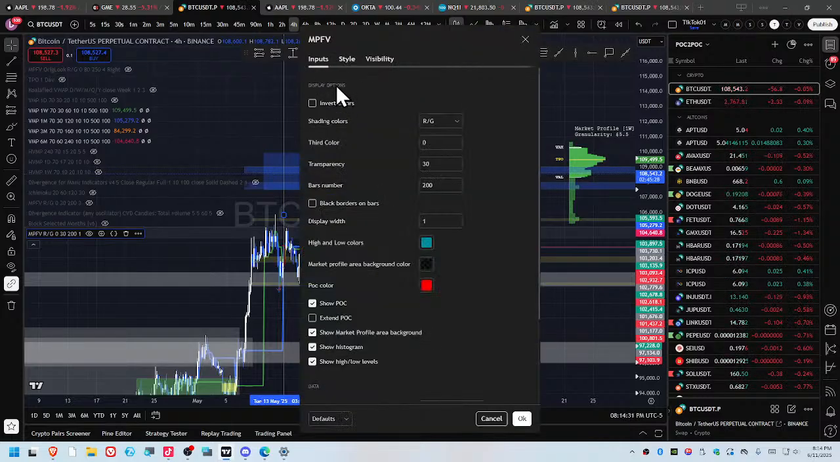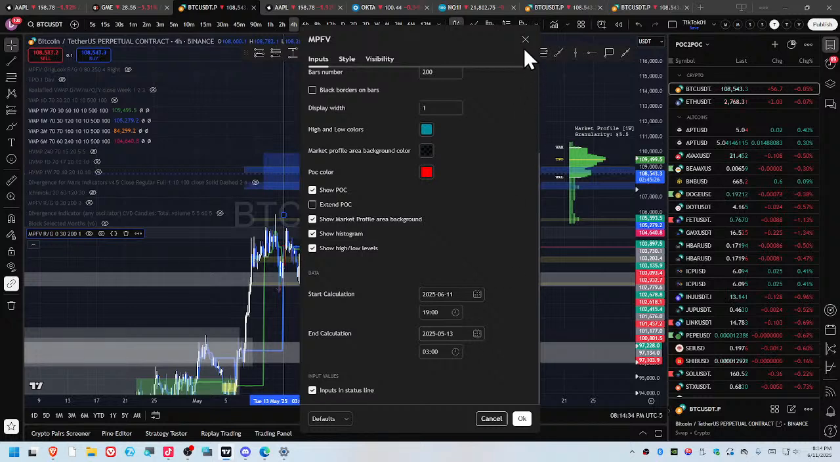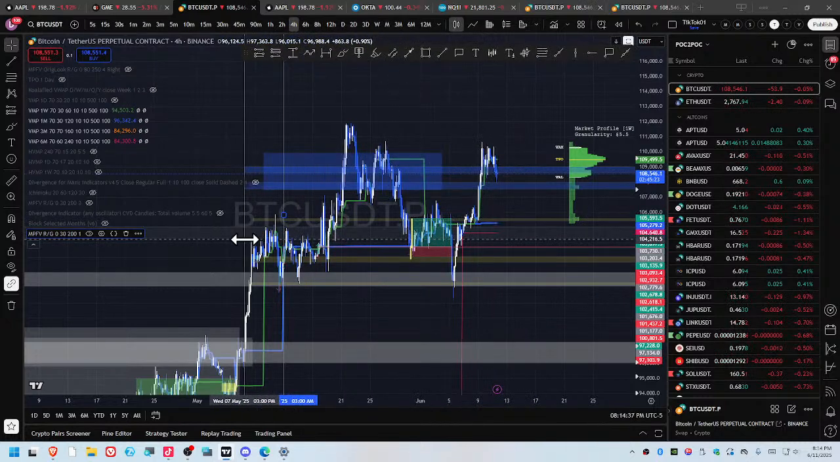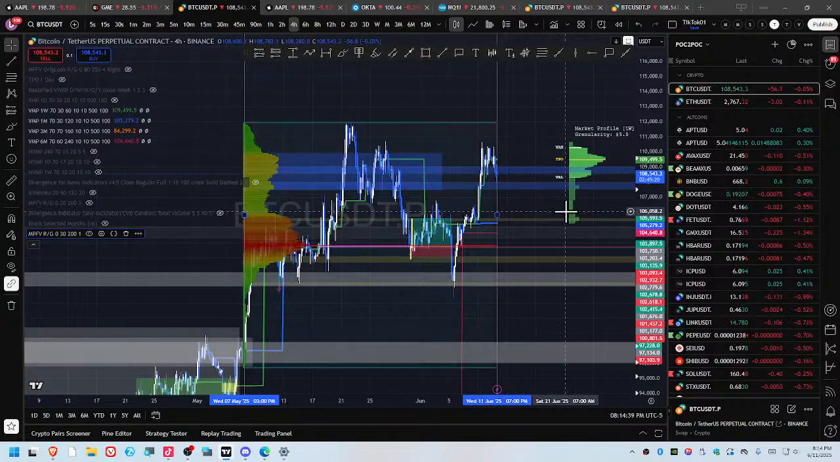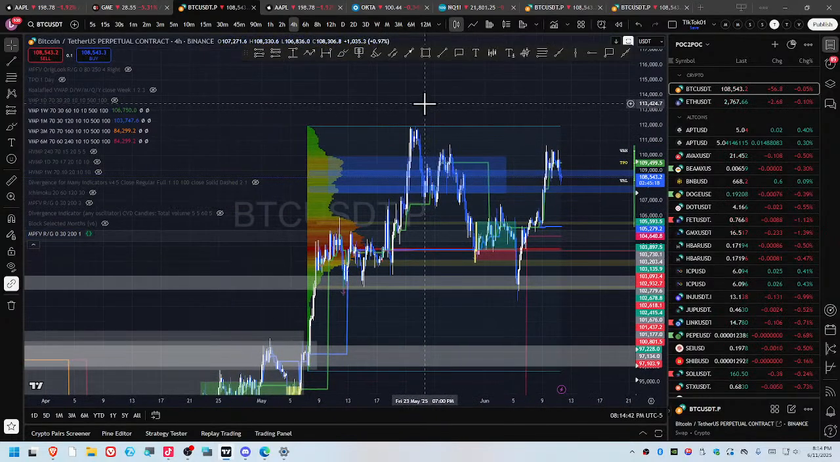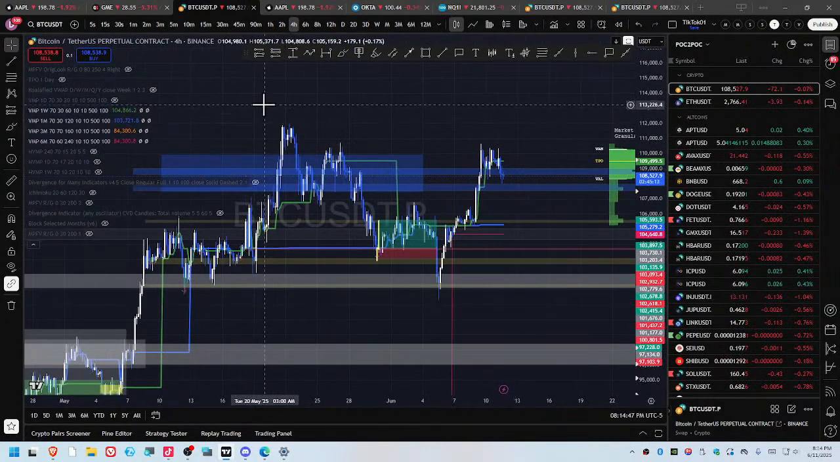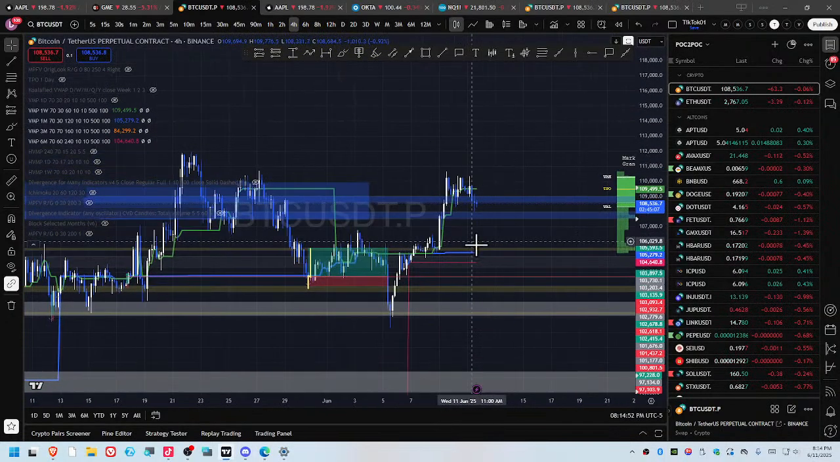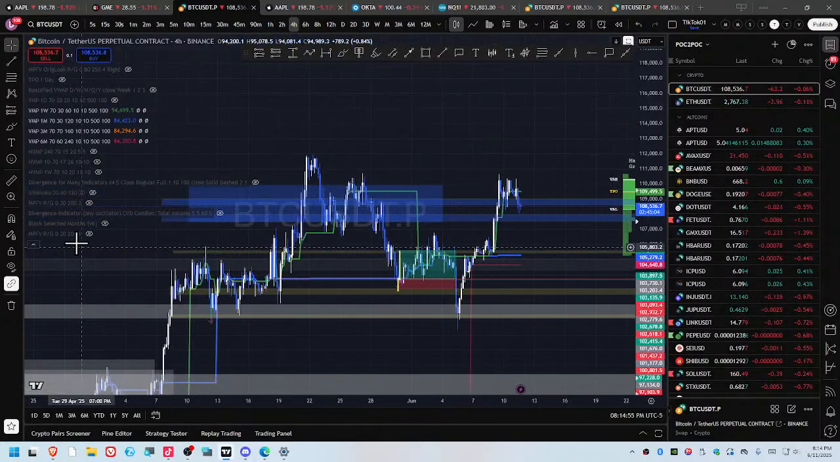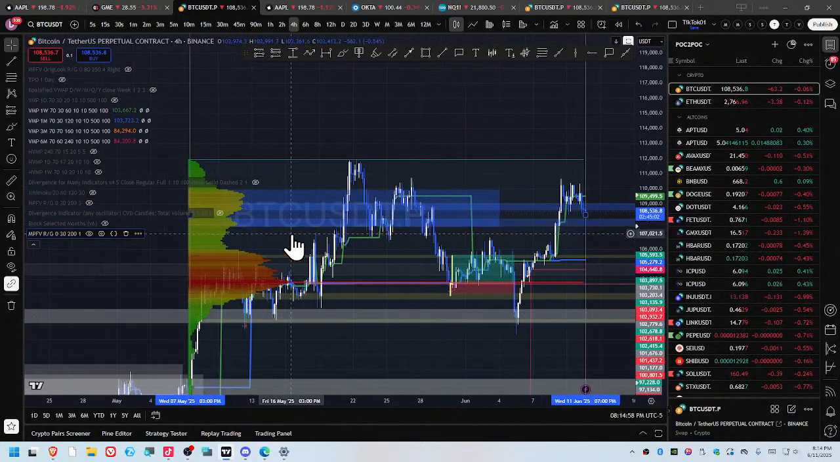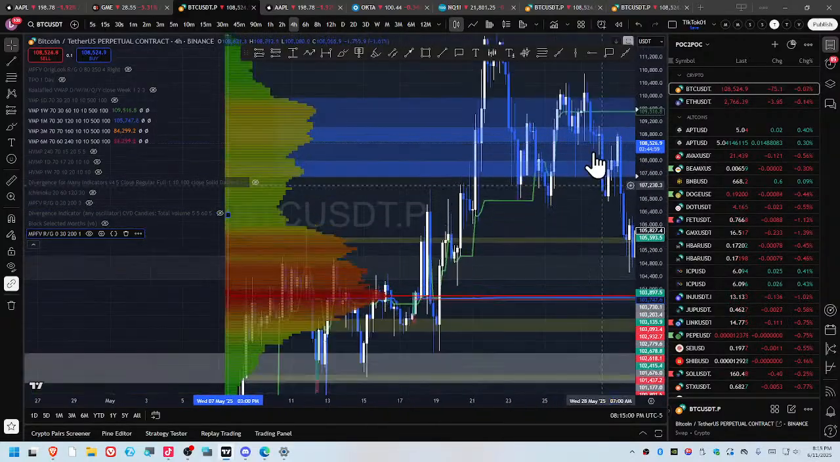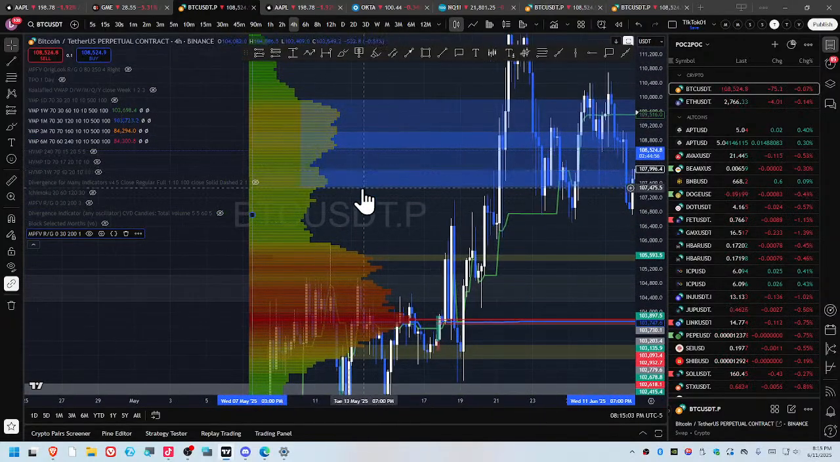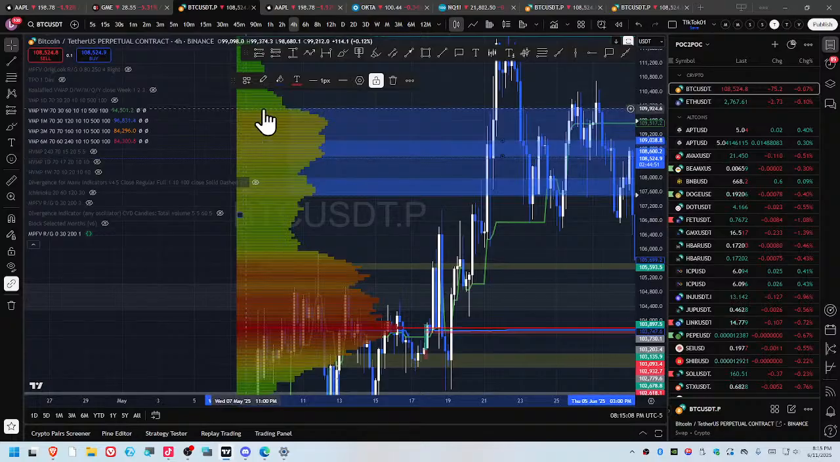Let's see. Inputs from 6. Okay, it's backwards. Okay, so let's see. For Bitcoin for this week, I have it ranging in between these 2 blue zones. If we turn on this composite, you can see these are 2 little zones that you see. This is more like a bigger zone on the TPO profile.